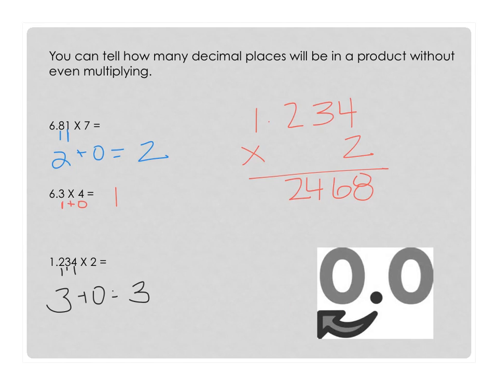In this number, the first factor, I have 1, 2, 3 places behind the decimal. In this factor, I don't have any places behind the decimal. It's a total of 3. Start 1, 2, 3. Decimal point. My answer here is 2 and 468 thousandths. Yep, I said I was going to have 3 decimal places in the product, and I do. 1, 2, 3.